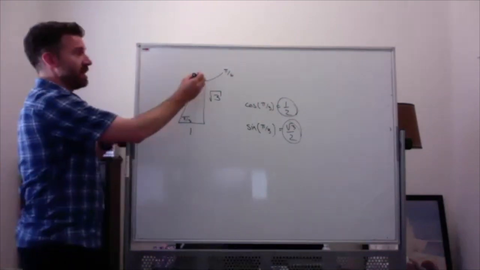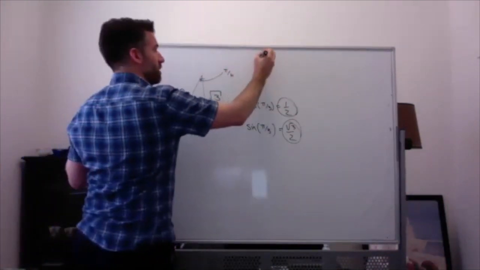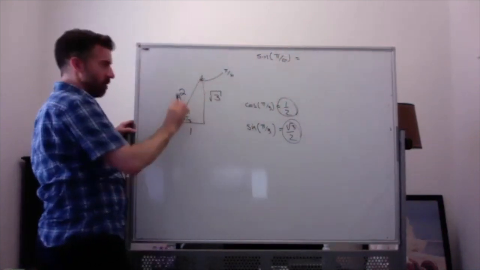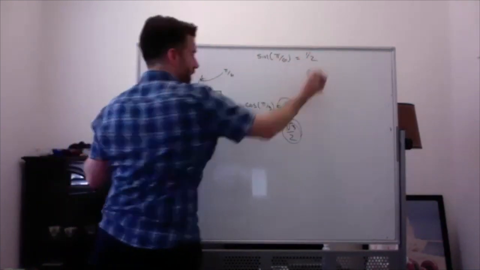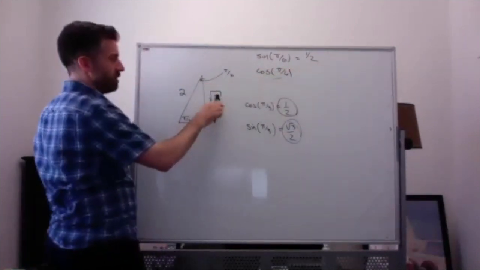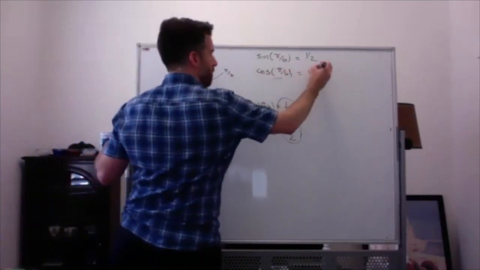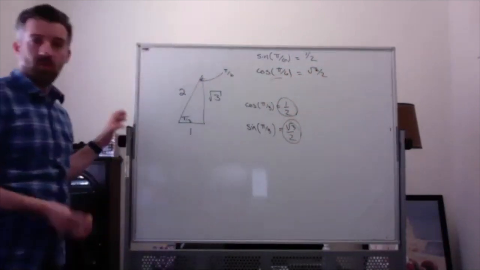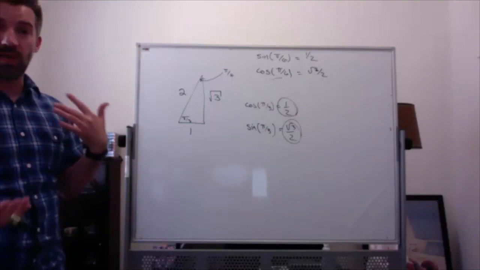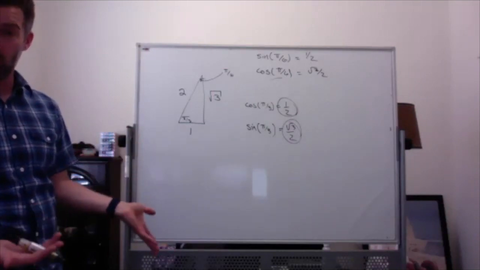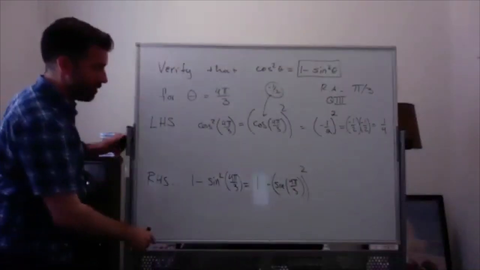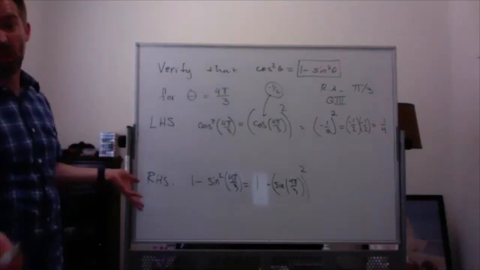If I look at this angle up here, sine of pi over 6 is opposite over hypotenuse. It's 1/2. And cosine of pi over 6 is adjacent over hypotenuse, which is √3/2. So one of them is 1/2, one of them is √3/2. They always go together. And then we adjust whether it's positive or negative based on what quadrant we're in. So for this problem on the other side, since we're in quadrant 3, we know both sine and cosine are going to be negative.